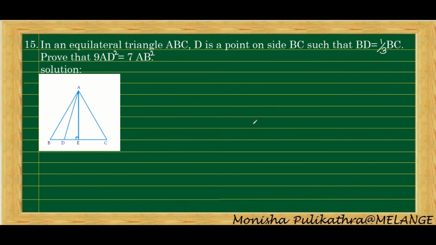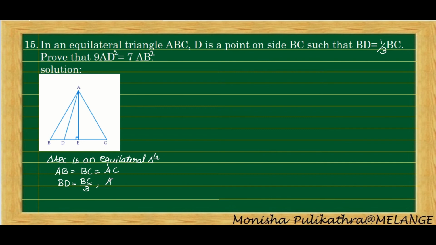Moving on to the 15th problem. So here, triangle ABC is an equilateral triangle as per the question. Equilateral triangle means all sides will be equal. Therefore, AB is equal to BC is equal to AC. All sides are equal. Next, in the question they have given BD is 1/3 of BC, that is BC divided by 3.